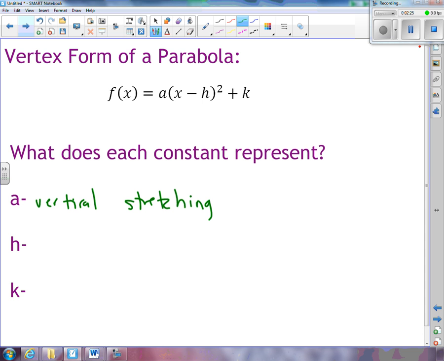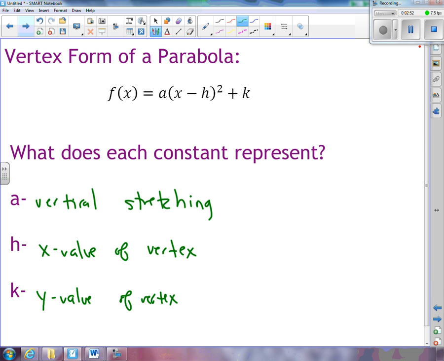And the H is just the x value of the vertex. If you remember when you changed the H in the computer lab, the whole parabola moved either left or to the right. The whole thing just shifted. And that K is just the y value of the vertex, meaning that it affects how high or low the parabola sits on the graph.